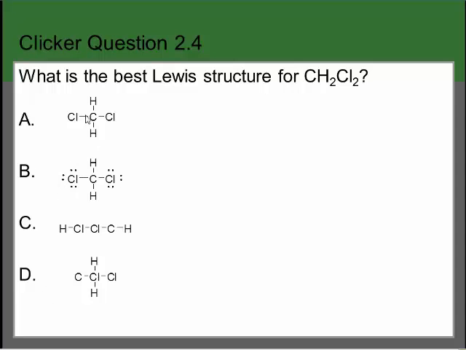A is pretty close, except we didn't draw lone pairs on the chlorines. C is not good because the chlorines have 2 bonds to them. We never want to have 2 bonds to chlorine. D has chlorine as the central atom. That's also not a good choice. So B is the best choice here.